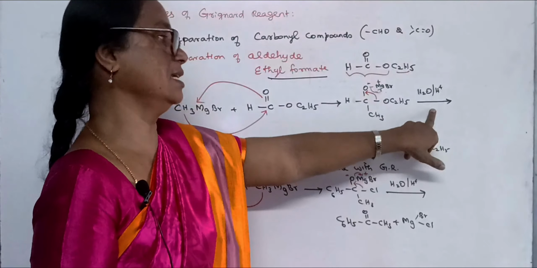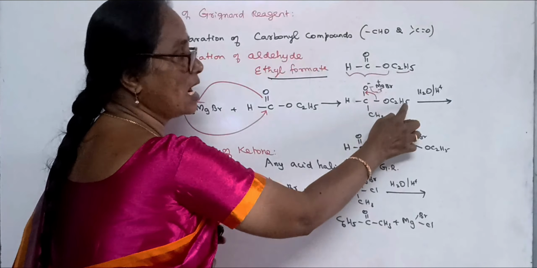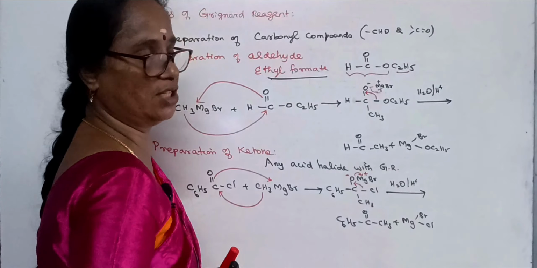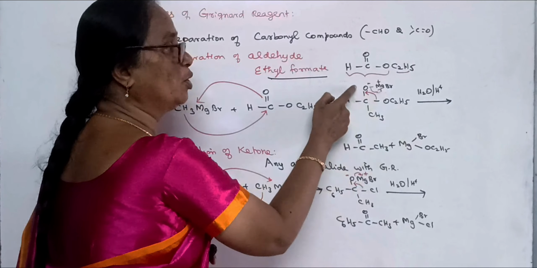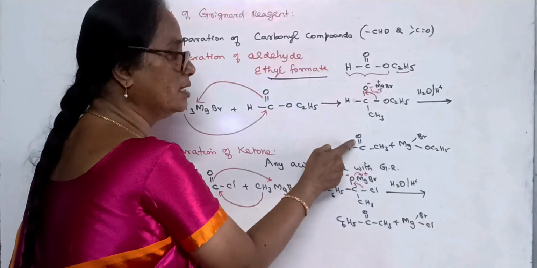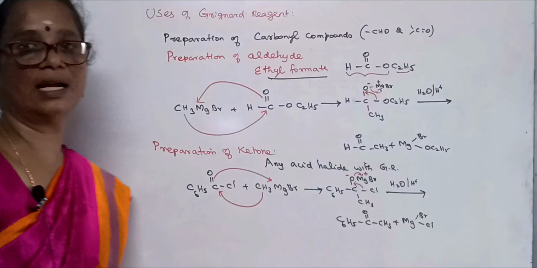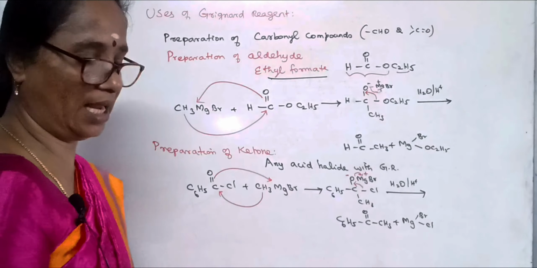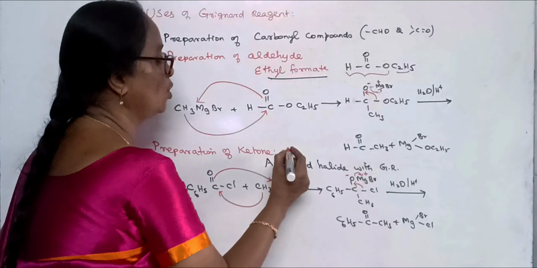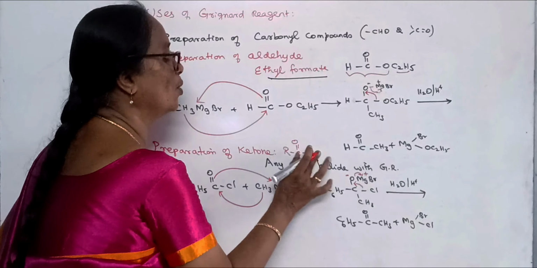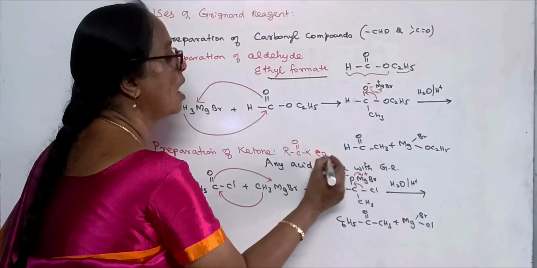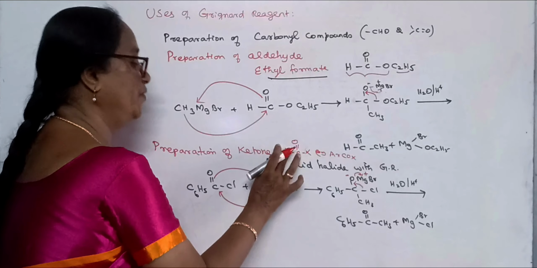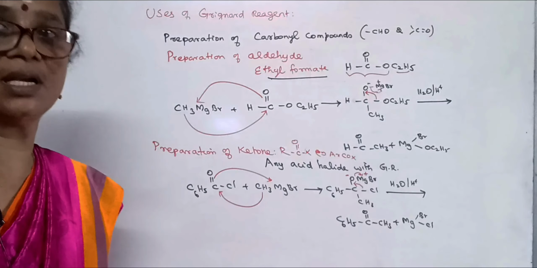Upon hydrolysis, in presence of acid, this ethoxy group moves towards the magnesium, so we are getting MgBrOC2H5. Due to the movement of the ethoxy group away from the carbon-oxygen, the single bond turns into a double bond, so we are getting aldehyde. In the same way, if you want to prepare ketone, then any acid halide we can take. Acid halides are RCOCl, or RCOX, or ArCOX. Any acid halide with Grignard reagent gives ketones.